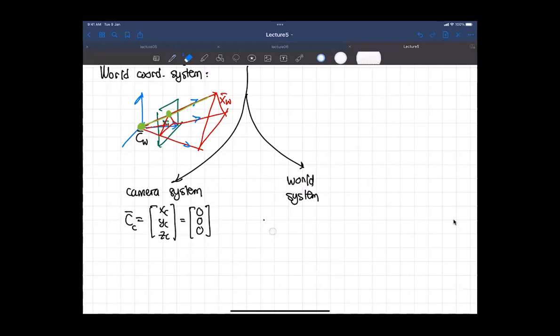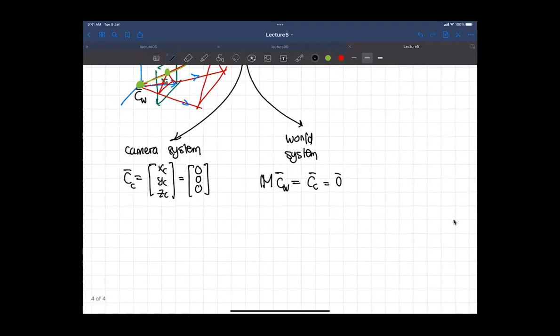Almost there. So I can calculate for you. We know that M multiplied by CW equals to CC, right? And CC is what? 0, 0, 0. If you transform CW with M, then it will go to the camera system, and the camera center there will be 0, 0, 0. So I can write down here that it's equal to CC, and CC equals 0. Right, so M is R multiplied by RT, and M CW equals 0.